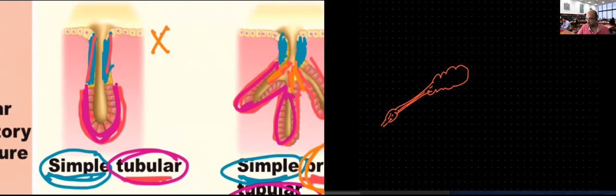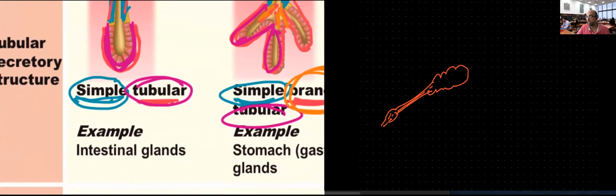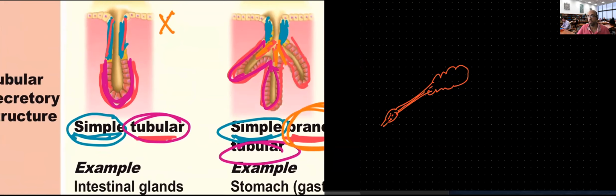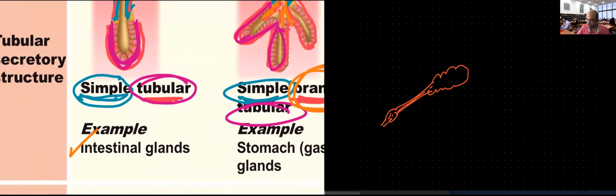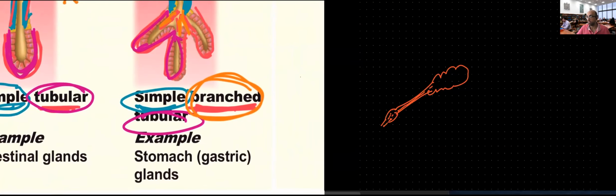So how about this one? What do we classify this one as? I have one duct, so it's going to be simple. And the secretory region is tubular, so it's going to be what kind of gland? It's a simple tubular gland. Those are like the intestinal glands. Look in here. I have one duct, so it's going to be simple.